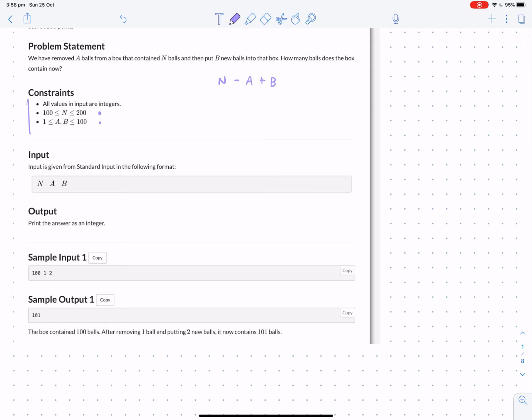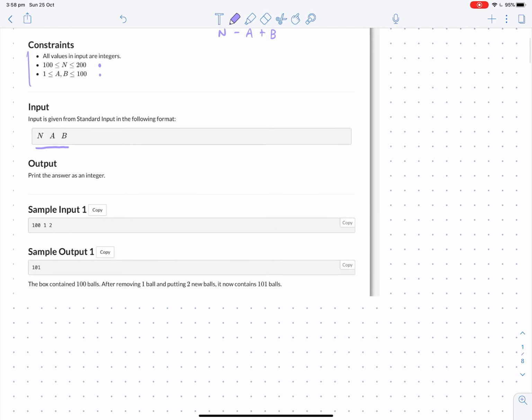So it's meant to be a very easy problem. The input is given as 3 numbers, N, A, B. We just read 3 integers on a line. Here's an example. We read those 3 integers and then do 100 minus 1 plus 2, and that gives us 101, which is the answer.